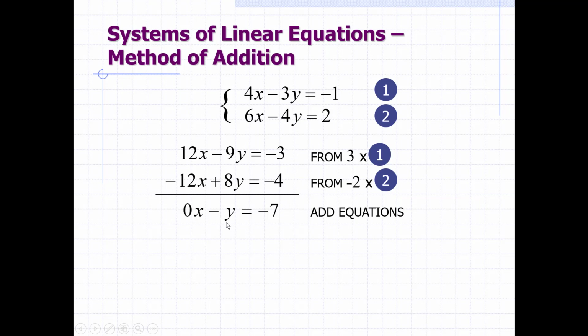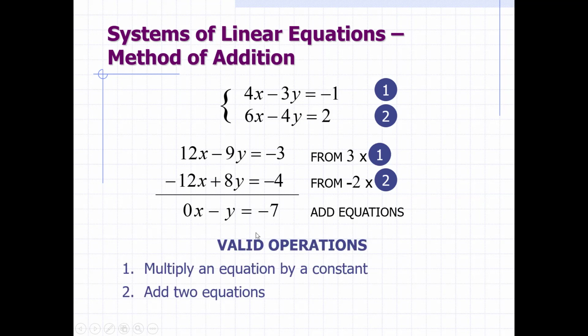So our equation ends up being negative y equals negative 7, so y equals 7, which matches what we did in our substitution method. We could have also done elimination of the y's instead. Multiply the first equation by 4 and the second equation by negative 3, and then we could add those together, and we'd eliminate the y's and solve for x instead.